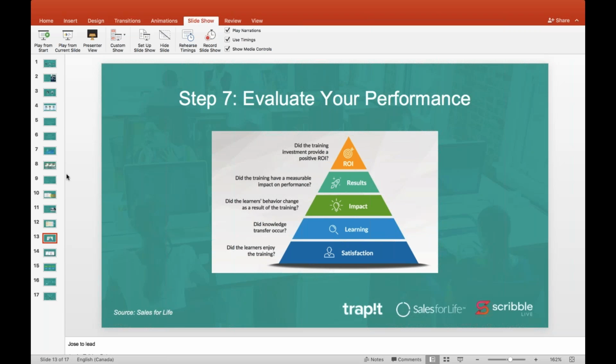And I think the last piece in this 7-step process is to evaluate the performance. It's incorporated into the plan that we saw before. I won't dive too deep on this, but I think it's important to understand at every stage of the deployment of the program what's happening. Are the salespeople enjoying the training? Are they actually learning, and did the knowledge transfer occur? Are the learners actually changing their behavior, and are we seeing a growth in their social network? Are they seeing an actual ROI?